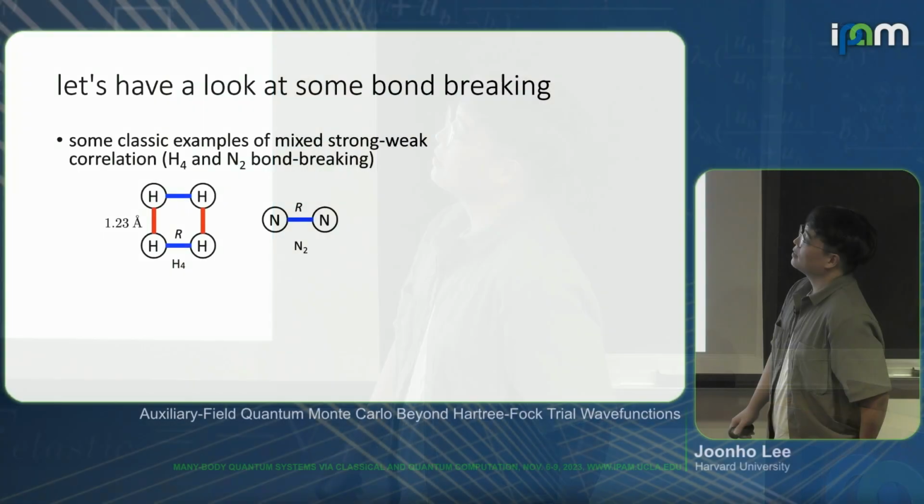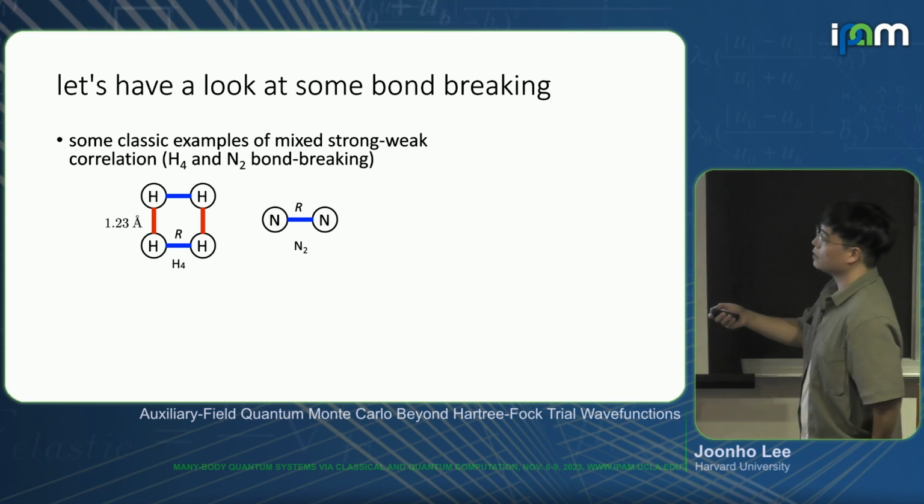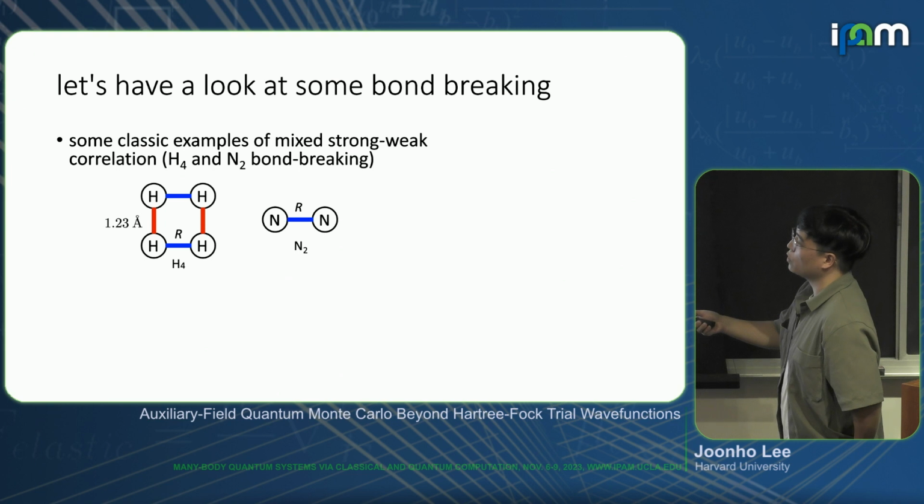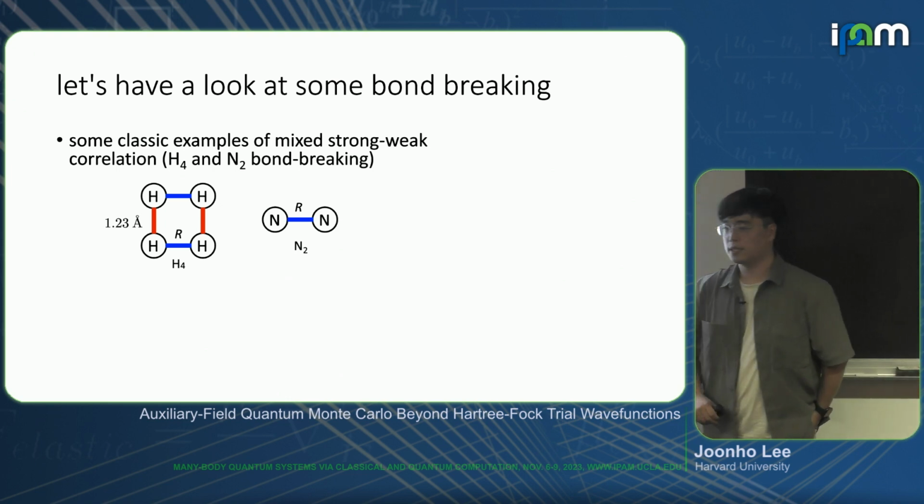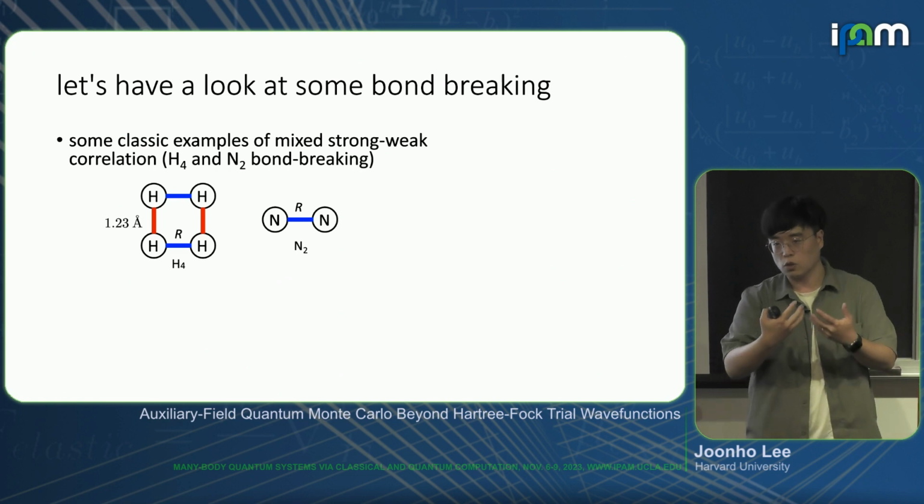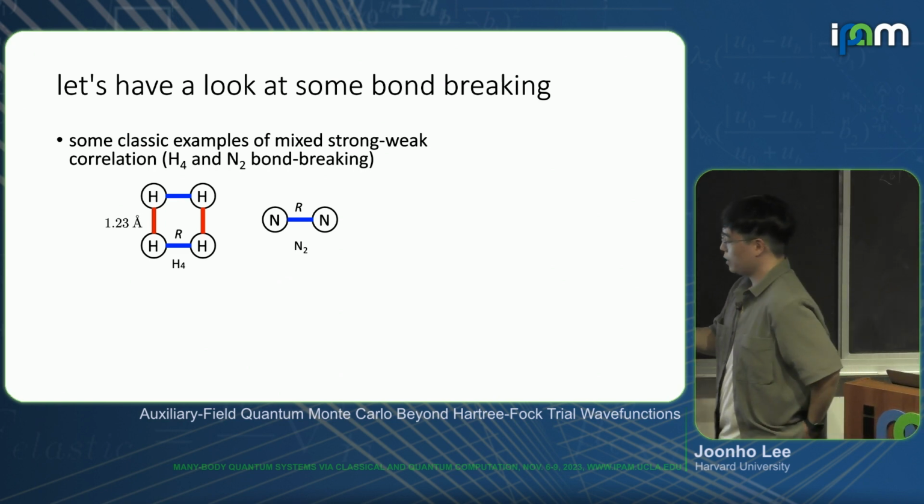I'm going to take classic examples, H4 and nitrogen triple bond breaking. So here I'm going to fix this bond here, 1.23 angstrom, and I'm going to just stretch these blue bonds. That's the parameter I'm tuning, and the longer the bond distance, these open shell electrons will lose the charge transfer character completely.